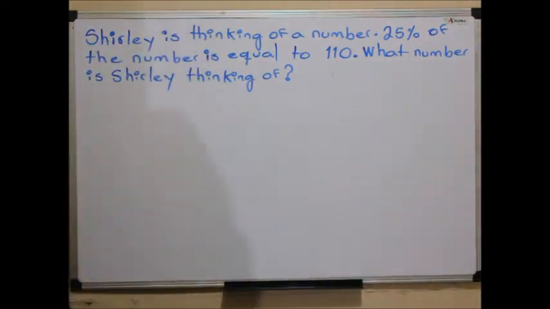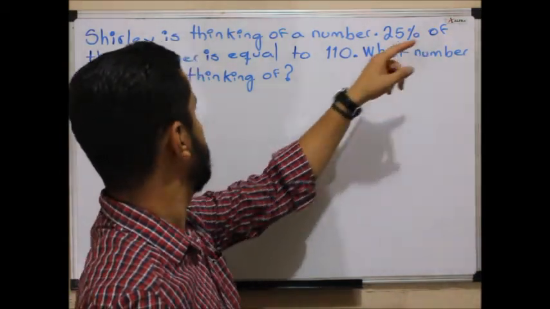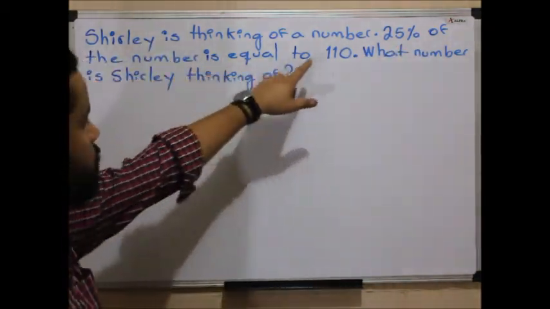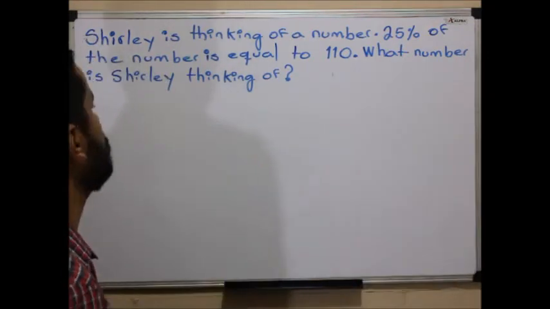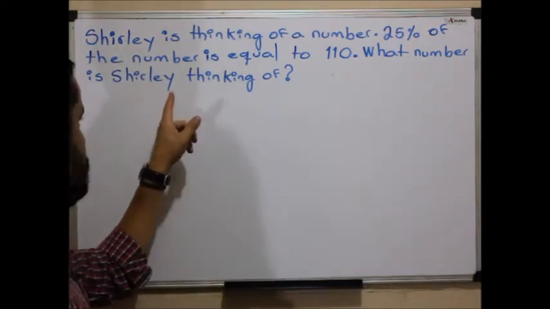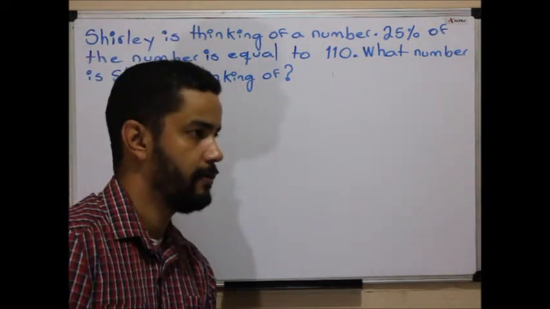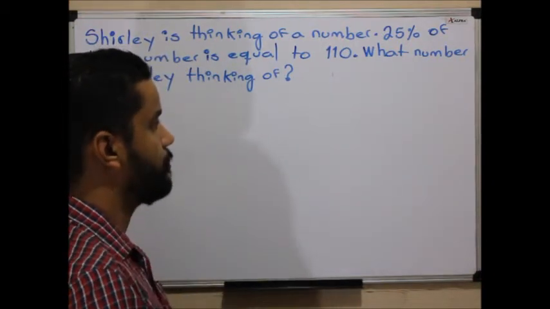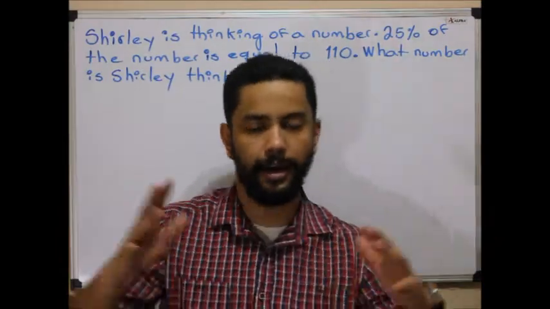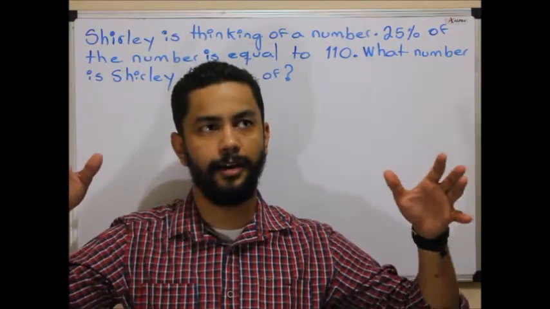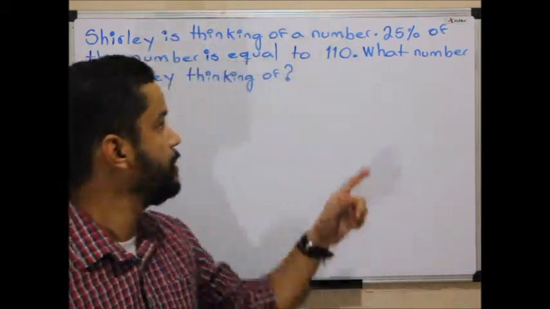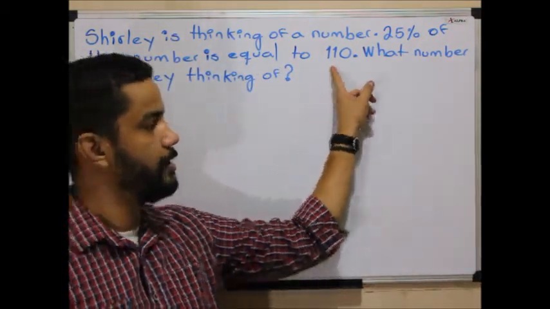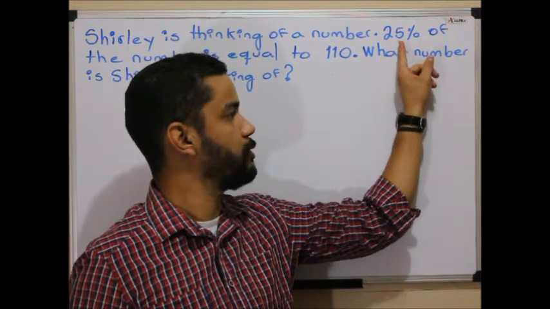We're having this situation. Shirley is thinking of a number. 25% of that number is equal to 110. So, what number is Shirley thinking of? Okay, so we don't know the whole number. We just know a small part, and that small part is equal to 110. That small part represents 25%.